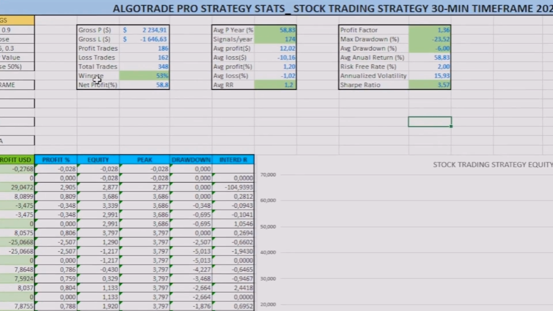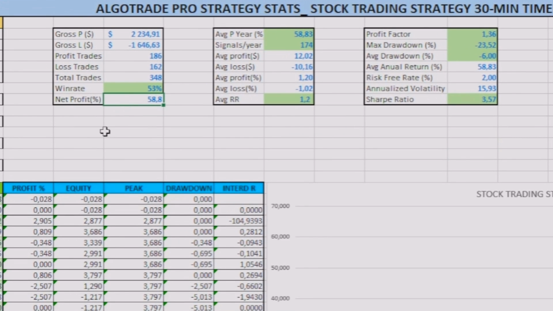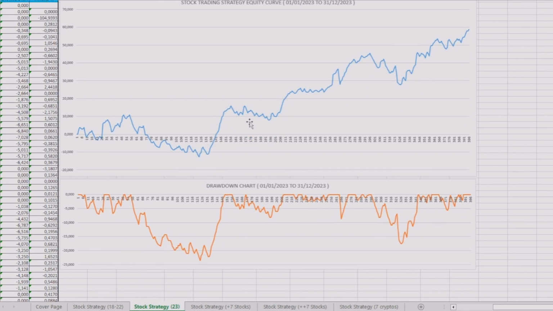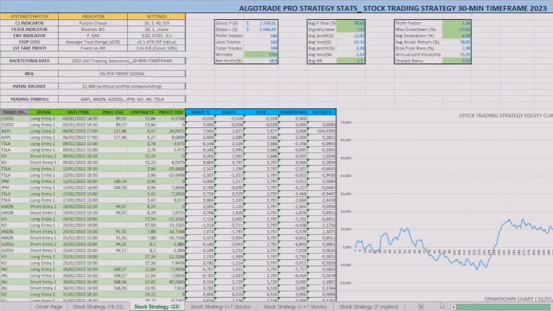During this year, this strategy got a net profit of 58.8% with a win rate of 53% and maintained the results from the other metrics fairly stable. Again, the equity chart is stable and consistent. But let's still analyze the results of this strategy under other conditions.